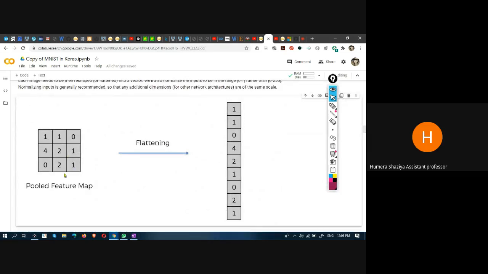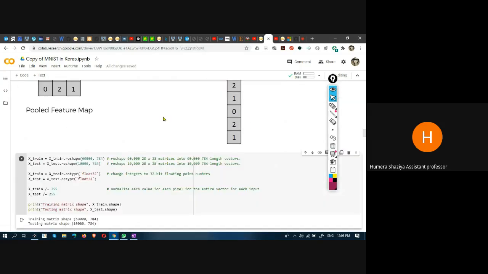This process of converting a matrix into a vector is known as flattening. And what are you doing here? Reshape. Reshape is the function that actually performs this flattening. Xtrain dot reshape. Actually, what is the shape of xtrain? 60,000 comma 28 by 28, right?